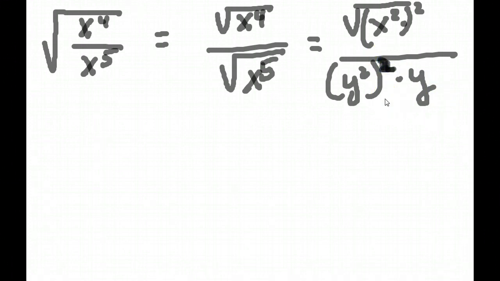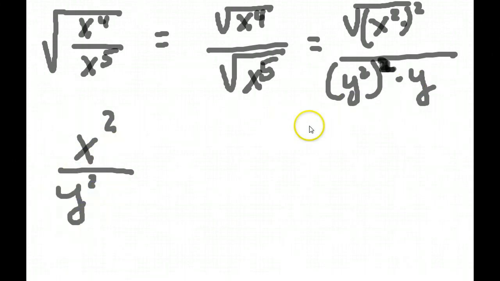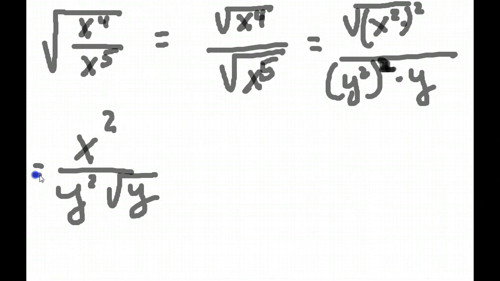Okay, so now let's take the square root of our squares in the numerator. X to the 2nd squared leaves us with just x squared on our numerator. And in our denominator, we have y squared to the 2nd times y. Well, y squared to the 2nd comes out of the radical, and we're left with y squared. But this last y gets left in the square root side because it doesn't have a pair. So now we have a fraction of x squared over y squared times the square root of y.